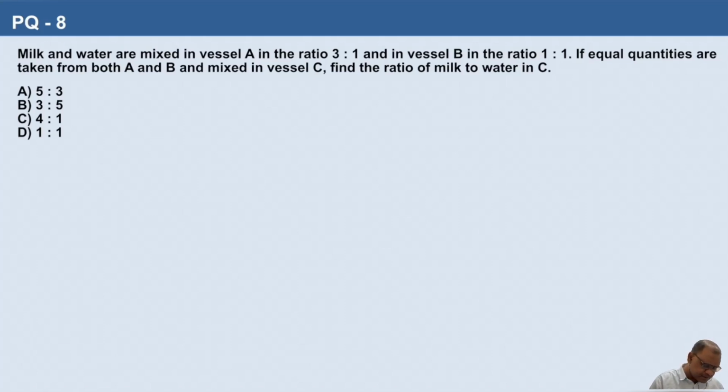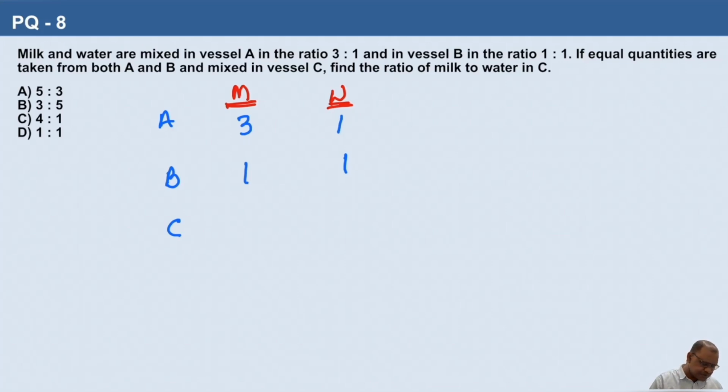So we have a vessel A and vessel B. We have milk and water in vessel A and vessel B. In vessel A, it is 3:1, 3 parts and 1 part. In vessel B, it is 1:1. So both are 1 part. So both of them are mixed in vessel C. So equal quantities of mixtures are taken from vessel A and vessel B.